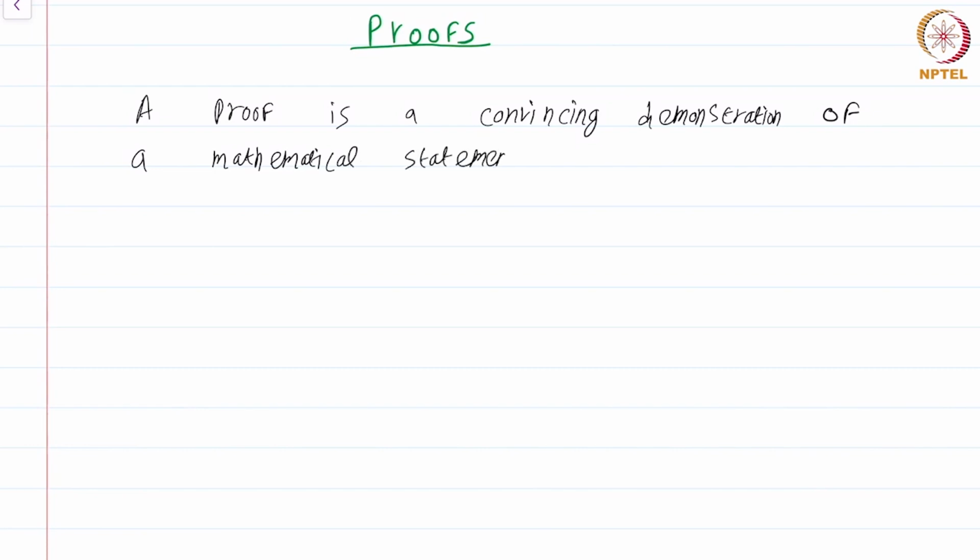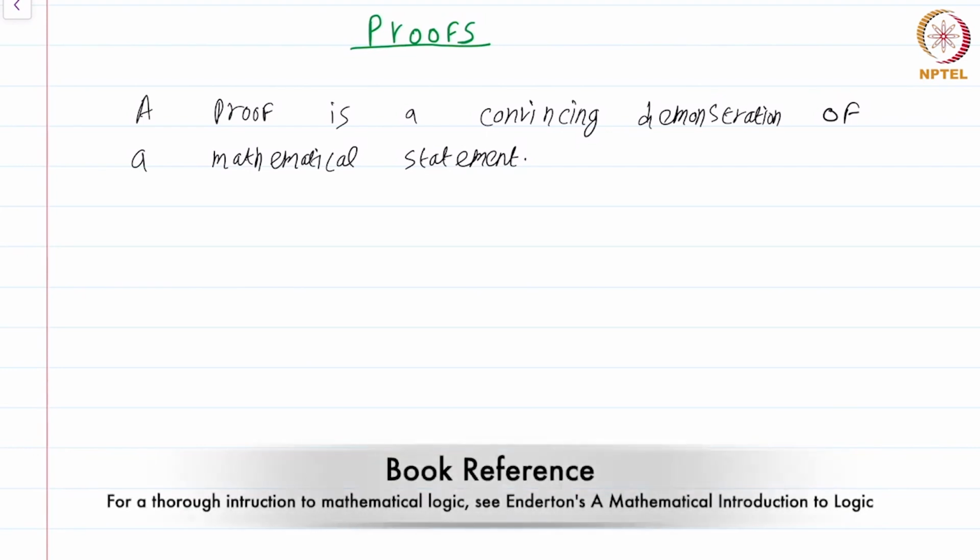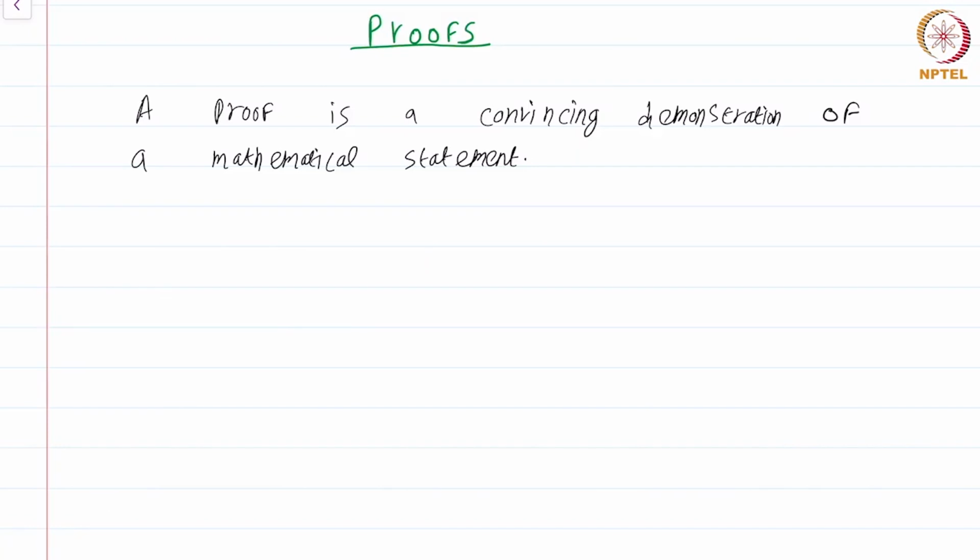Now, in the previous modules, we have seen what a statement is. It is a sentence that has a true or false value. These sentences could depend on a variable. They could have quantifiers attached to them. We have to somehow determine their truth.